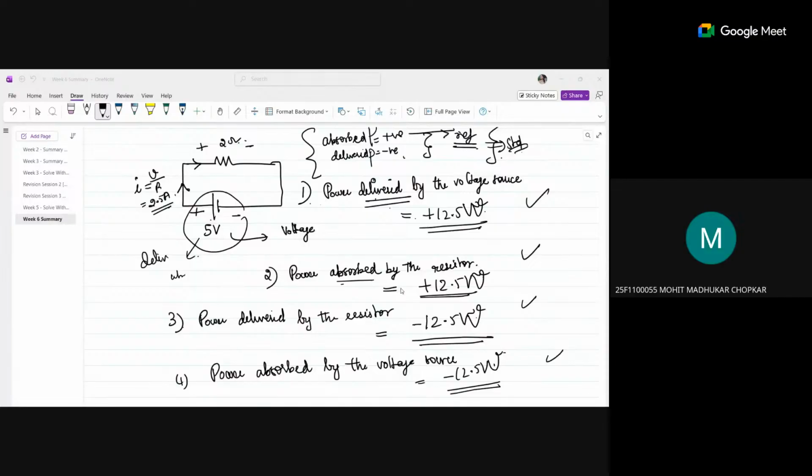Using the energy conservation. Shall we move to the next topic? Are all your doubts clear? Yes, ma'am.